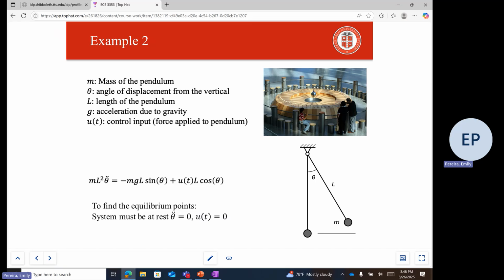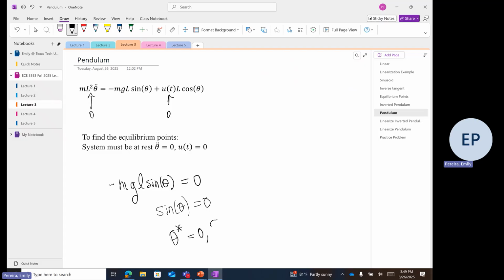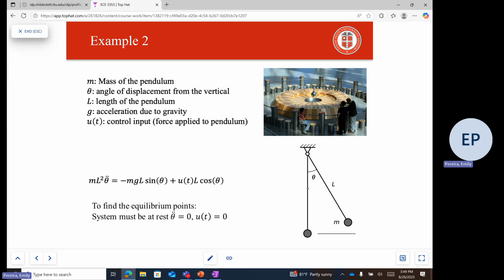But anyways, for the system to be at rest, you need the angular acceleration to be equal to 0 and the input to be equal to 0. So when we plug this in, this is going to be 0, this is going to be 0, so we get negative mgl sine of theta is again equal to 0. So again, our theta star has to either be 0 or pi. And this kind of makes sense because it needs to be completely down or completely up.